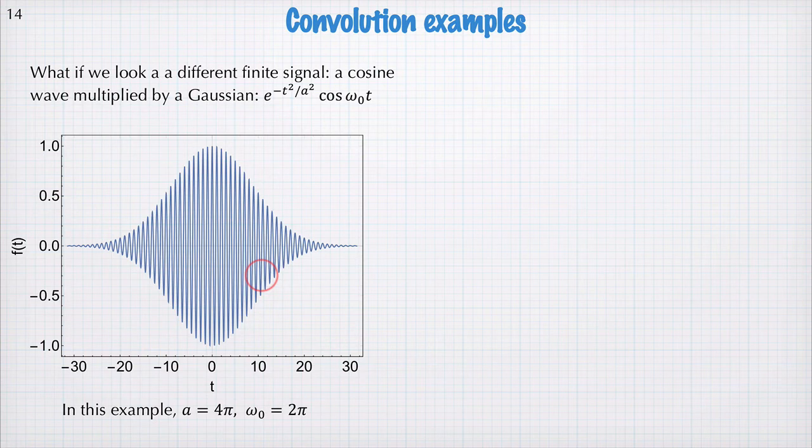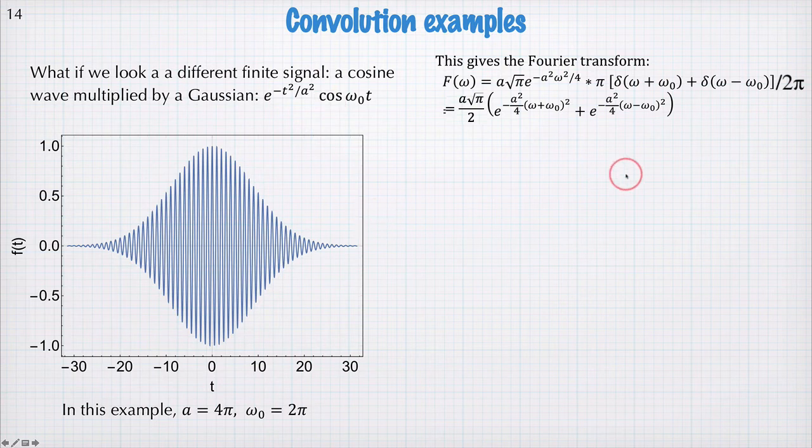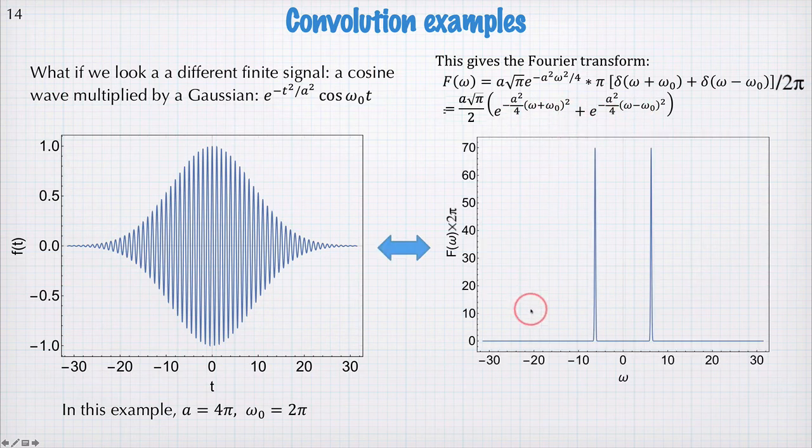What if we had a different sort of finite signal? Instead of truncating our cosine function with a top hat function, what if we truncated it with a Gaussian? So we have a function that looks like this. Well, we can do the same sort of calculation. The Fourier transform now will be the convolution of the transform of the Gaussian, which is a Gaussian, convolved with the Fourier transform of the cosine, which is a pair of delta spikes. So now what we have is a pair of Gaussians offset by plus and minus omega naught, and that gives us a Fourier transform that looks like this, two Gaussian spikes.